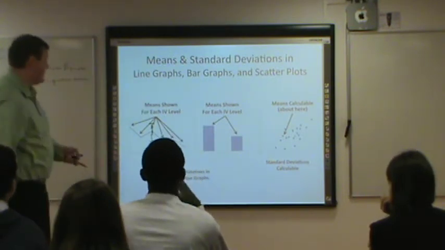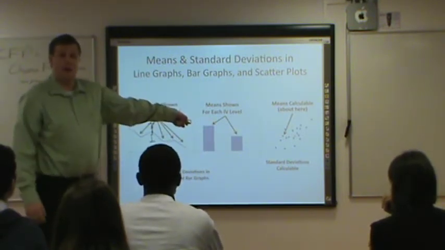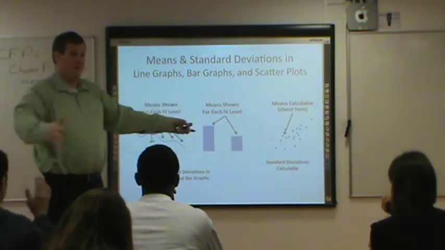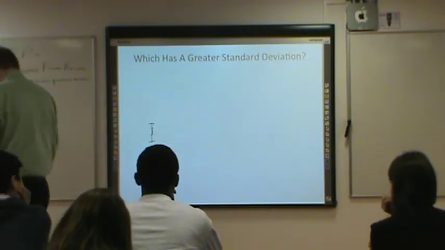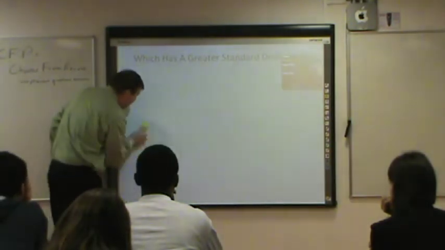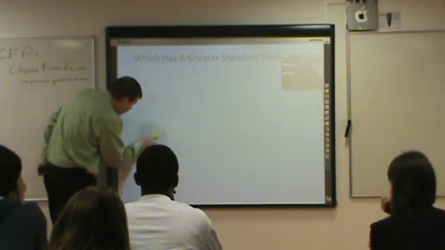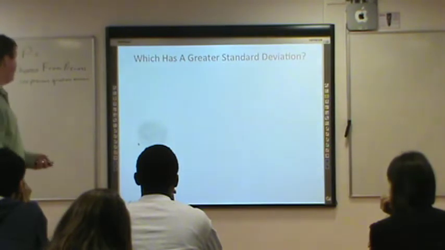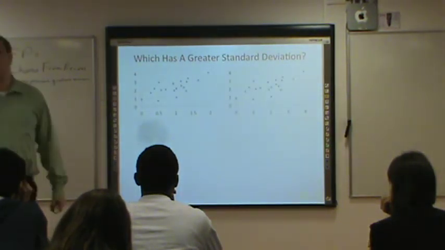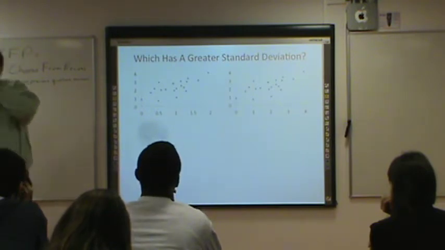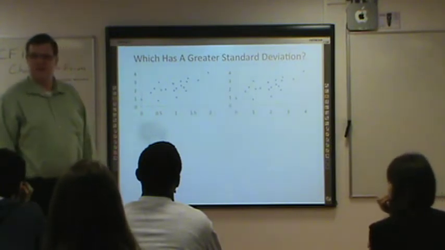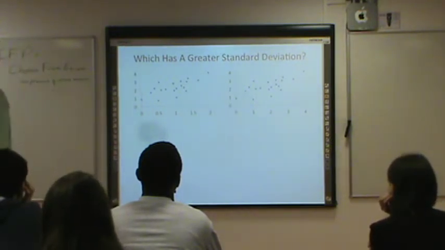Now, we can see the spread by looking at the scatter plot. We can see how much spread out things are, or how little spread out things are. So let's ask, by looking at a scatter plot, what has a greater standard deviation? This set of scores or this set of scores? Who can tell me where there's a greater standard deviation? And the second one, how do you know this? They look identical to me.